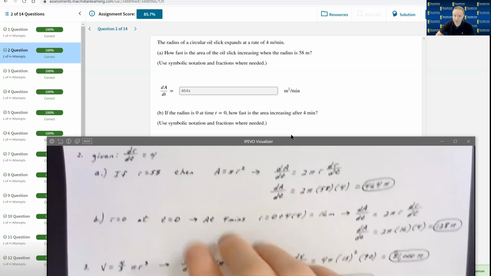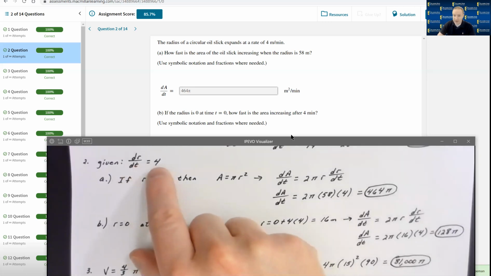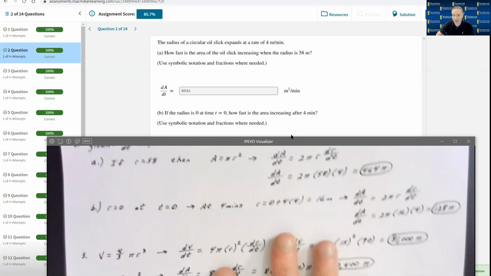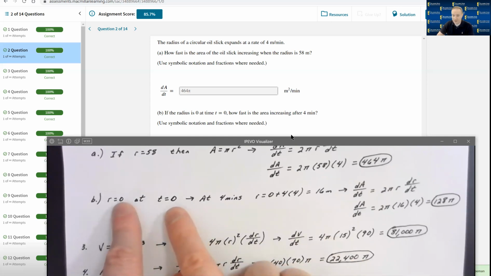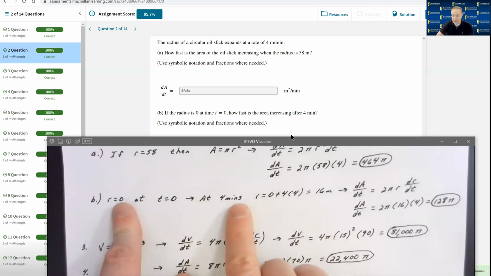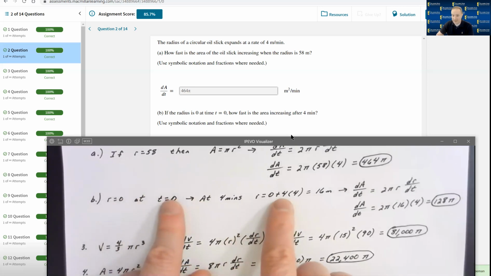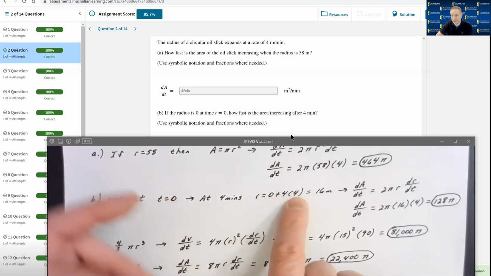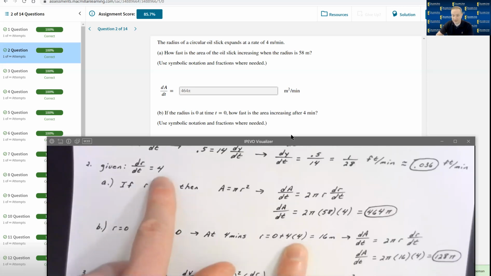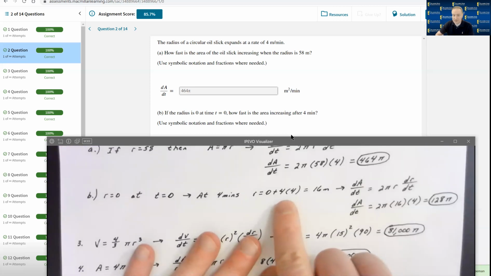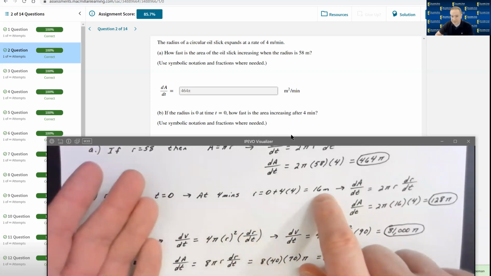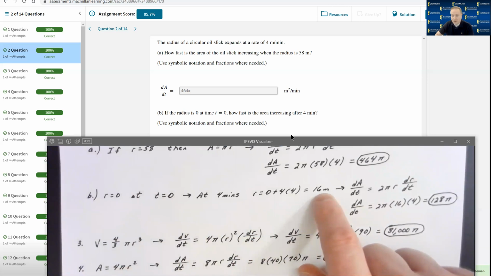But I know from the original problem that the radius is growing at a rate of 4 meters per minute. So I simply say, well, if r is 0 when t is 0, then at 4 minutes, r is going to be the initial amount plus the time elapsed times the rate of growth. Well, the time elapsed and the rate of growth happen to be the same thing in my problem. So you can see the radius at the point of interest is just 16 meters because it's been growing at a rate of 4 meters per minute for 4 minutes. So I can say, okay, the radius at the point of interest is 16 meters.